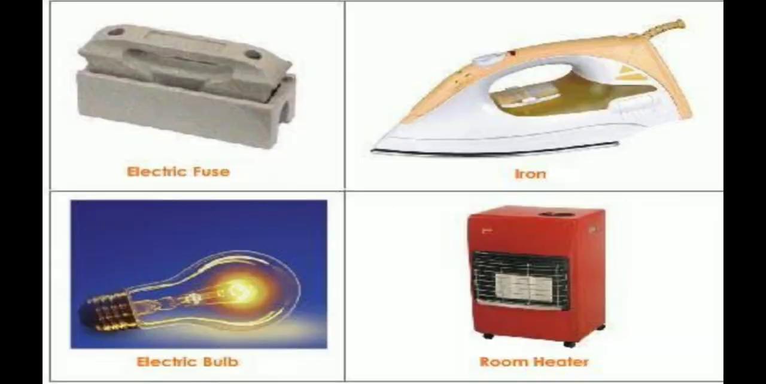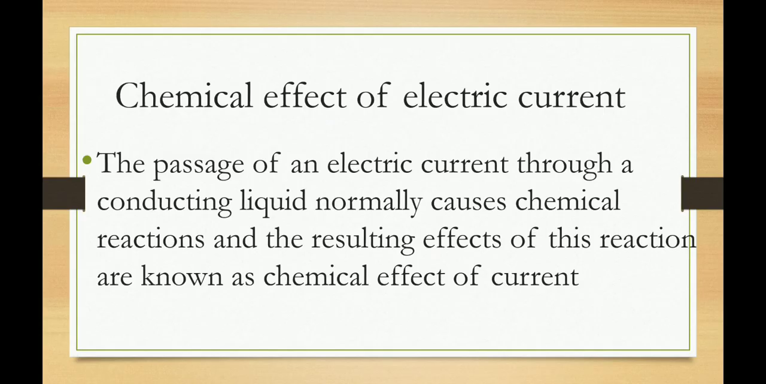So these are a few devices which work on the heating effect of electric current: electric fuse, electric iron, room heater and electric bulb. Next, chemical effect of electric current.